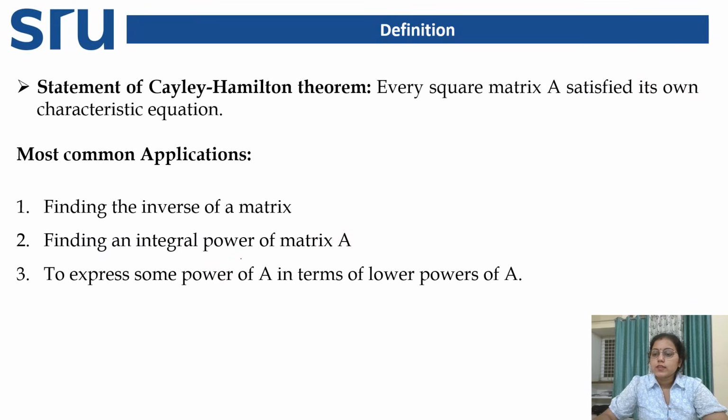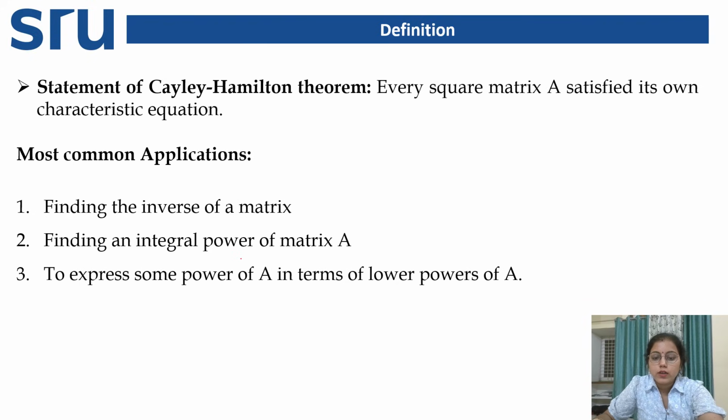Now I'll explain the Cayley-Hamilton theorem, which is one of the most important results in linear algebra. The statement of the theorem says that every square matrix satisfies its own characteristic equation. What does this mean? If we find the characteristic polynomial of a square matrix A and then substitute the matrix A itself into the polynomial, the result will be the zero matrix. In simple words, the matrix behaves like the roots of its own characteristic polynomial.